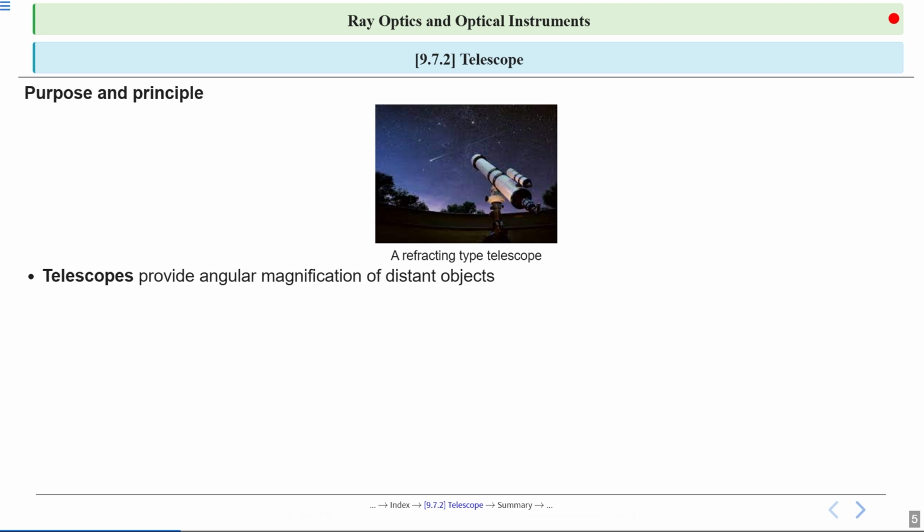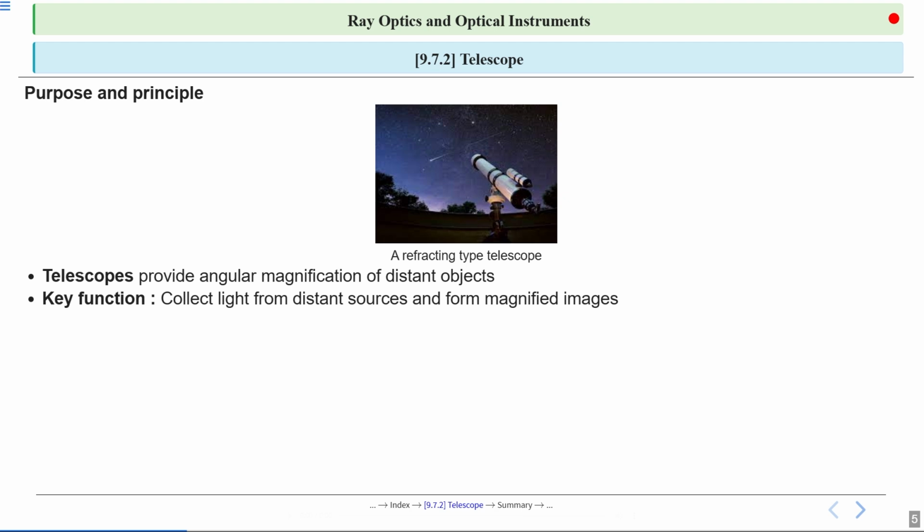Okay, so what does a telescope do? It brings the object closer to our eyes. Okay, what does a microscope do? It magnifies the very small object. Okay, so the magnification is essential for astronomers who need to observe planets, stars, and galaxies that are light years away.